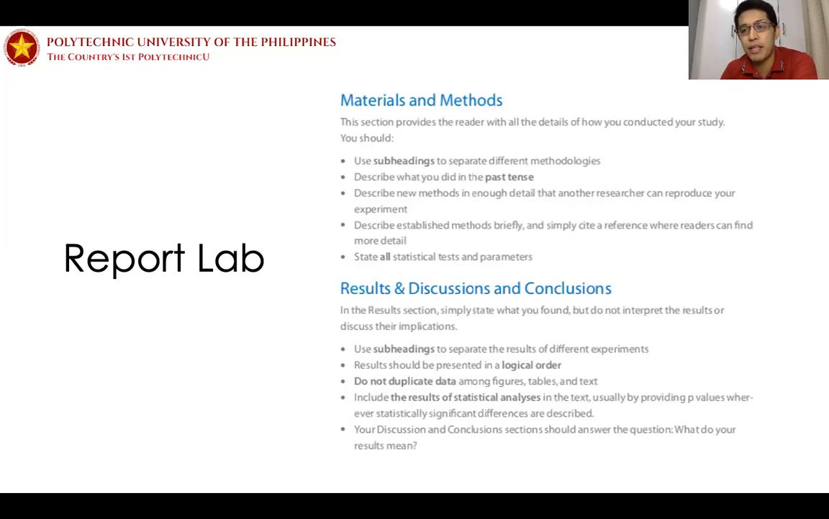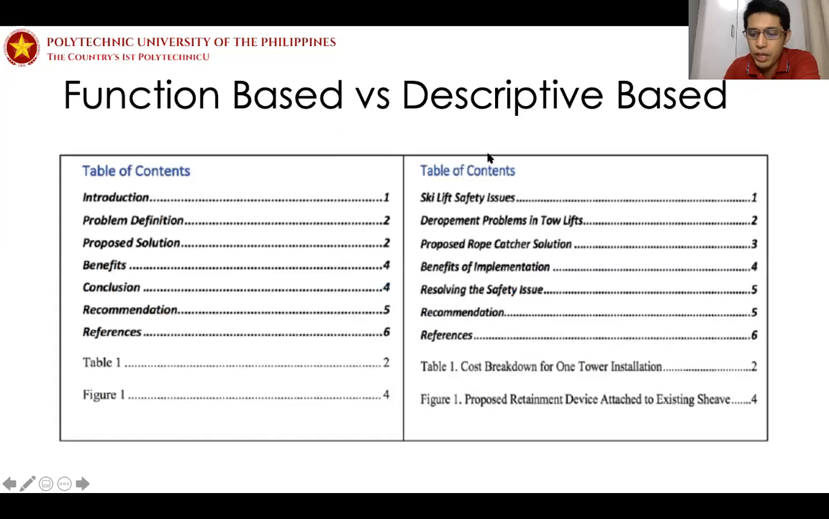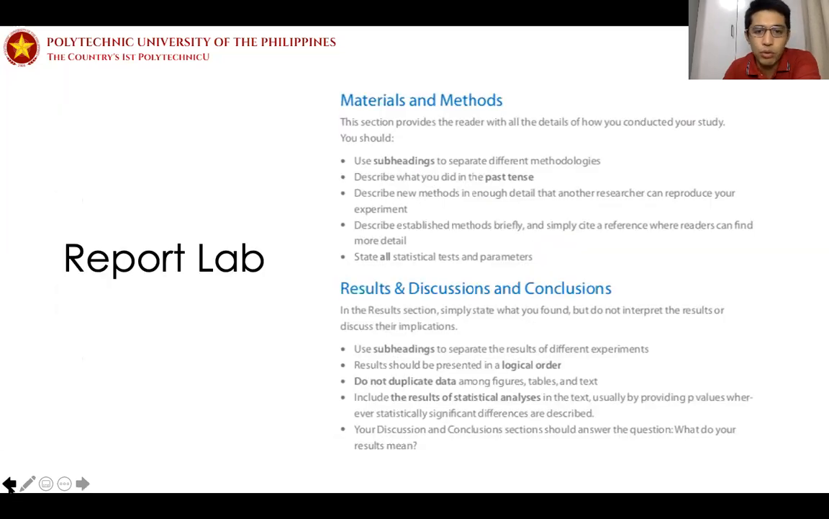Third item is we have materials and methods. When we refer to materials and methods, we need to look at the entire process of how we collected the data, and how we analyzed the data. Now, if you could observe here, the first bullet says use subheadings to separate different methodologies, because in one document there can be a number of variations of methodologies that the researcher used. And when we try to enumerate them and discuss them, those are examples of subheadings within the heading of materials and methods.